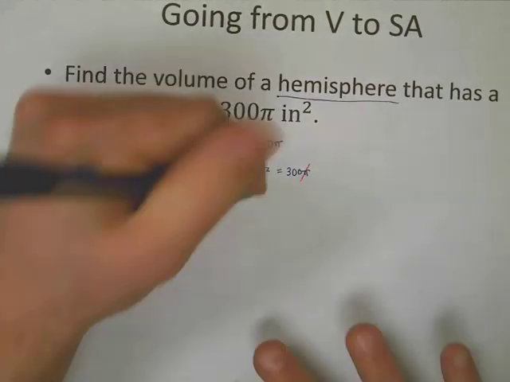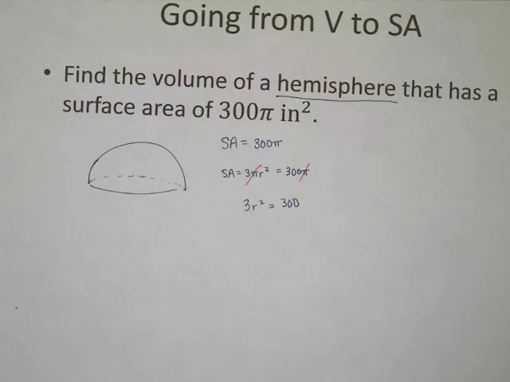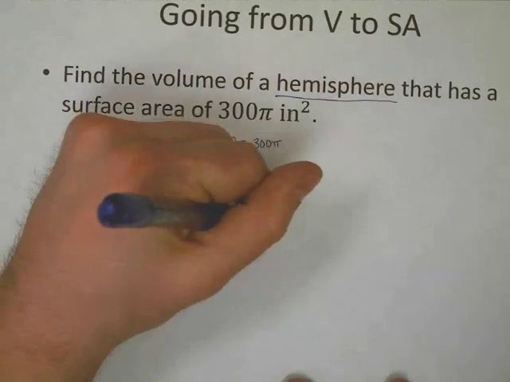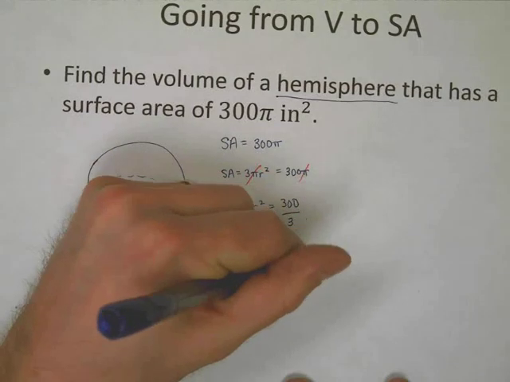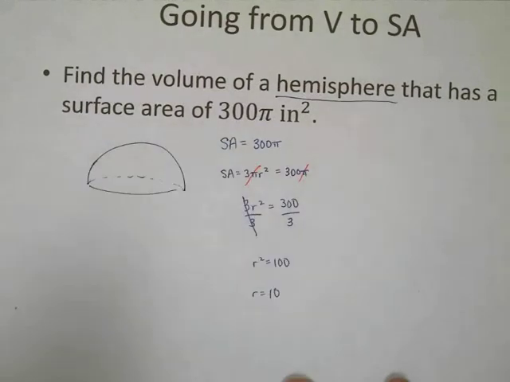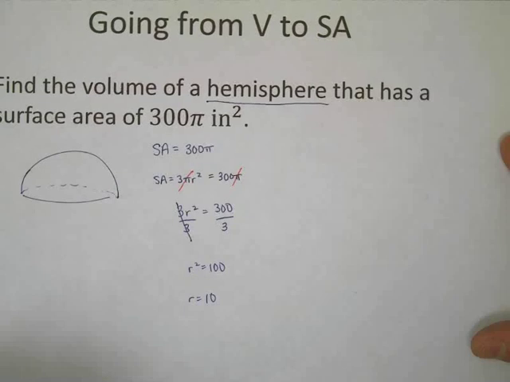Well, conveniently, pi on both sides, it goes away, so I have 3 r squared being equal to 300. Let's divide out the 3. So now I get r squared is equal to 100, which means r is 10. The radius is 10 inches. Now it's time to go find the volume.